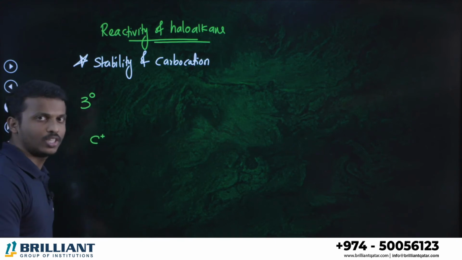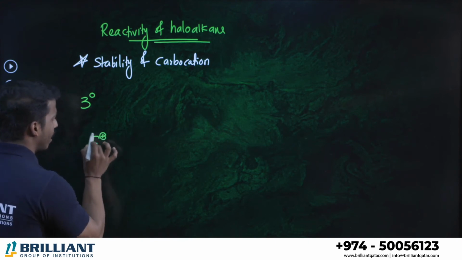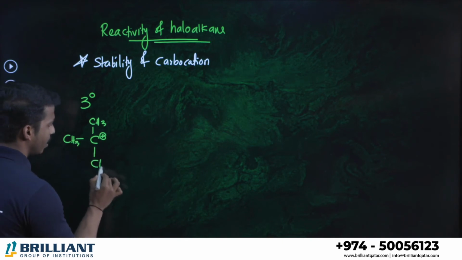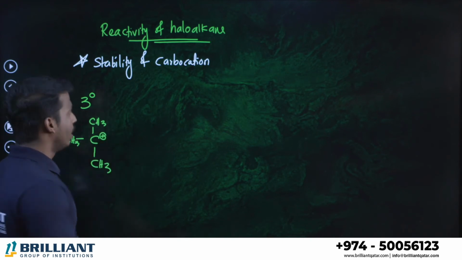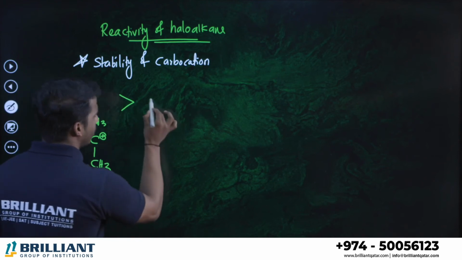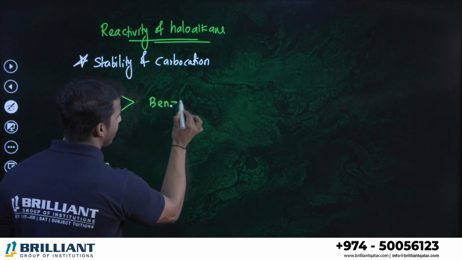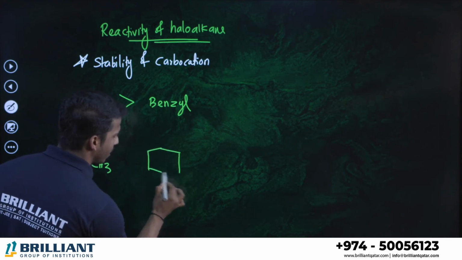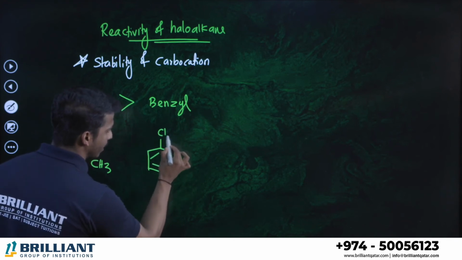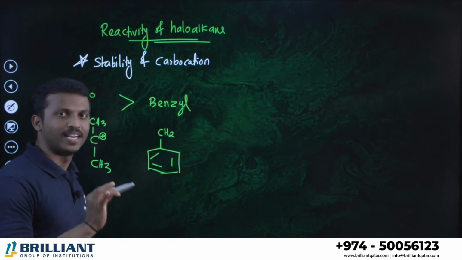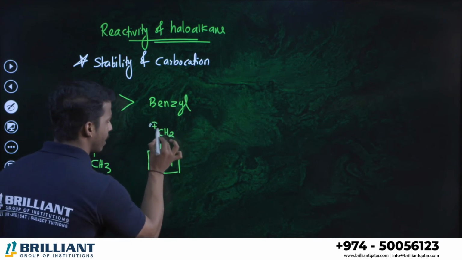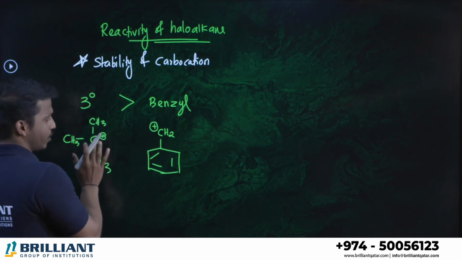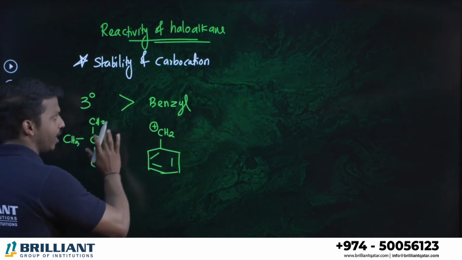Carbon with a positive charge is called a carbocation. The carbocation, if it is connected to 3 carbons, is known as a tertiary carbocation. It is more stable than the next one, called benzyl carbocation. What is benzyl? A benzene ring with CH2. This is called benzyl. If it has a carbocation, it is called benzyl carbocation. So the most stable carbocation is tertiary, then benzyl.